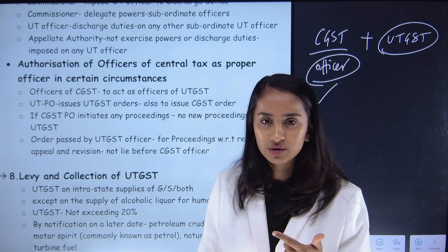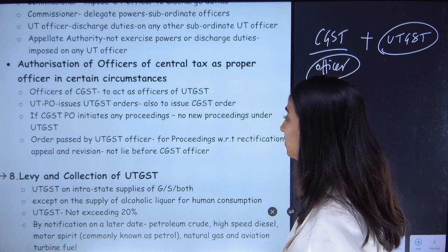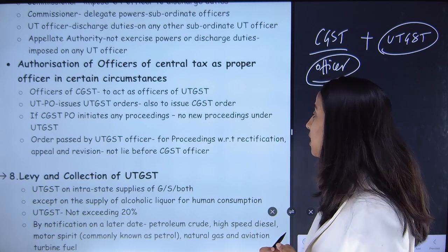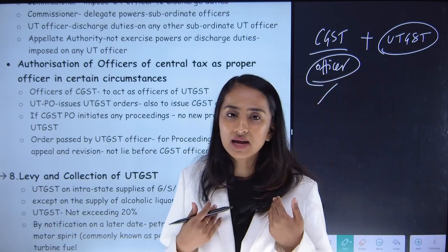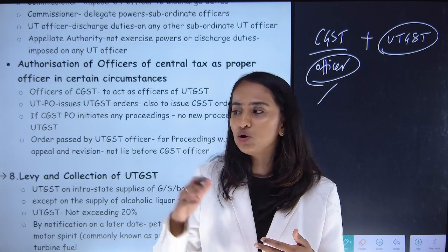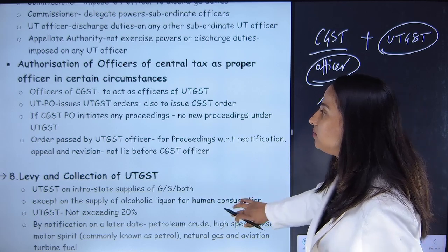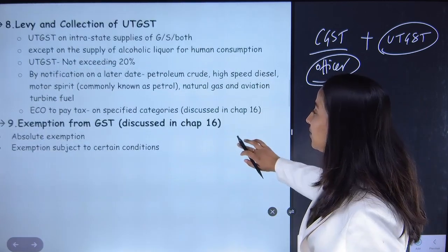It's like duplication of proceedings. Next, an order passed by a UT/GST officer, proceedings with respect to rectification, appeal, revision, do not lie before the CGST officer. If I am the officer and I have passed any order, it has to come to me only. That cannot be solved by a CGST officer is what they are saying. So these are all about powers and authorization of officers.